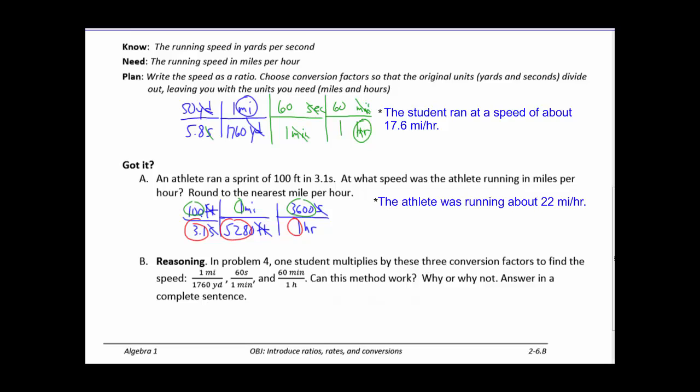And B, in problem 4, one student multiplies these 3 conversion factors to the speed. Can this method work? Why or why not? The answer was yes. It works because 60 times 60 was really equal to 3,600 seconds per 1 hour, which is what we just did right here also.